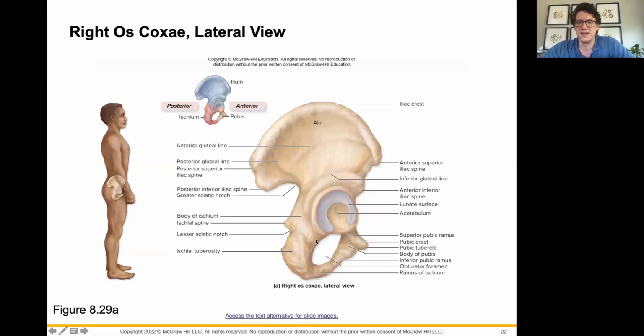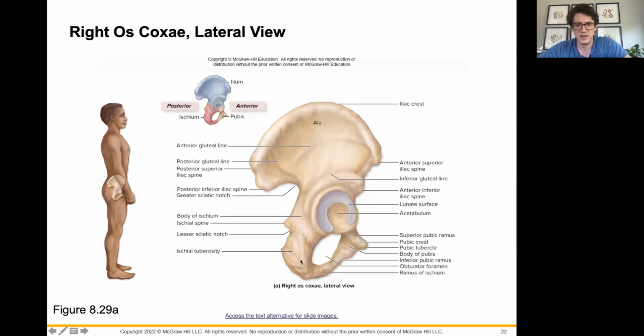Now we can also see the condylar surface of the hip bone here, and this is called the acetabulum. This is going to be very important because this is basically where the head of the femur is going to sit. It has to be very smooth, so we have this nice full bit of articulation. Now this is helped out and made even smoother by our lunate surface, lunate because it looks kind of like a moon.